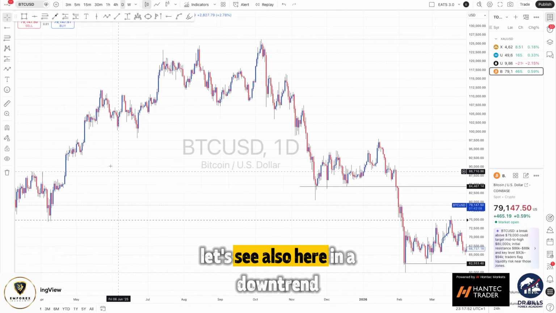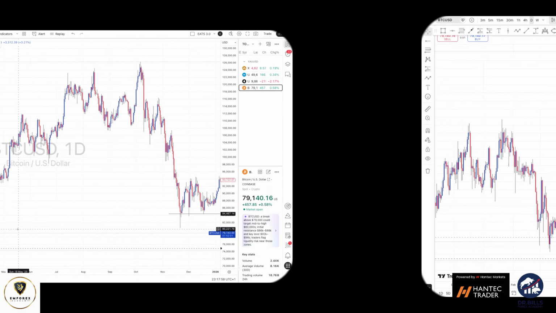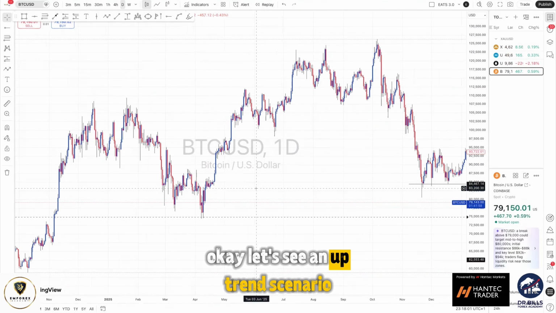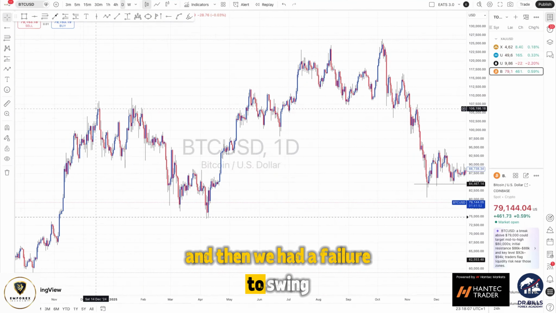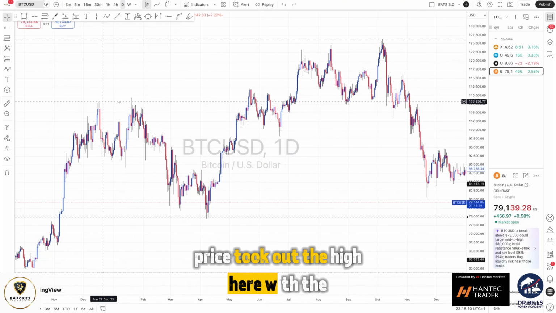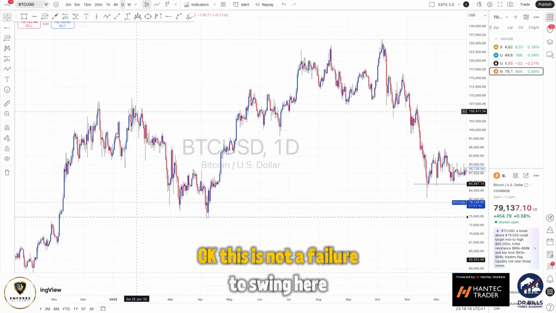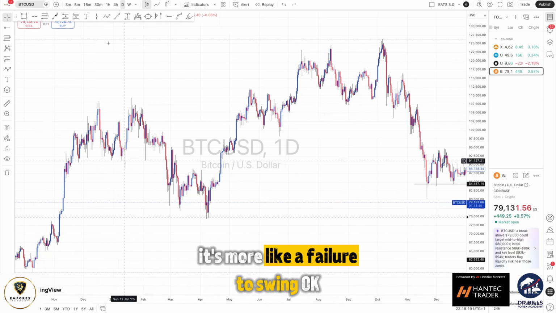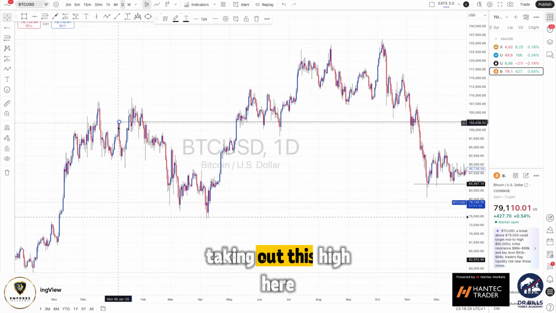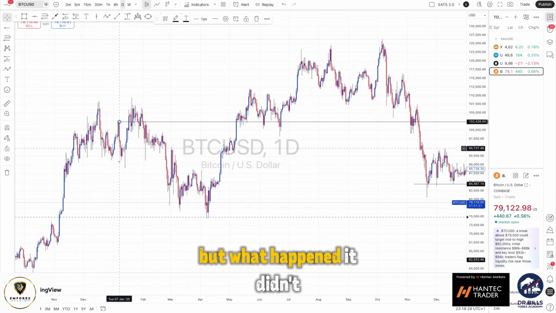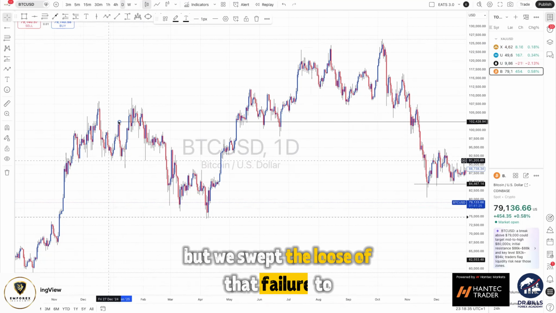Let's see also here in a downtrend, and then let's see an uptrend scenario. Let's see an uptrend scenario where price was pushing up, and then we had a failure to swing. Price took out the high here with the candle here, just similar. This is not a failure to swing here, it's more like a failure to swing. You can see price was expecting to push up, taking out this high here. But what happened? It didn't successfully do it. But we swept the lows of that failure to swing.